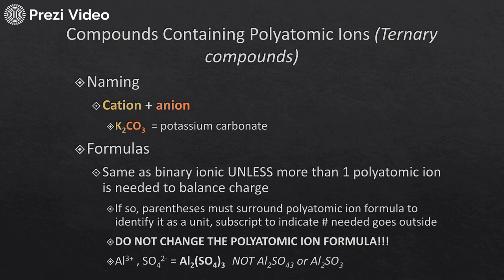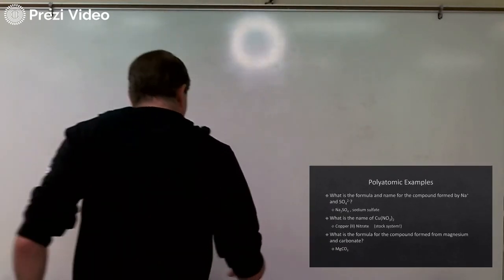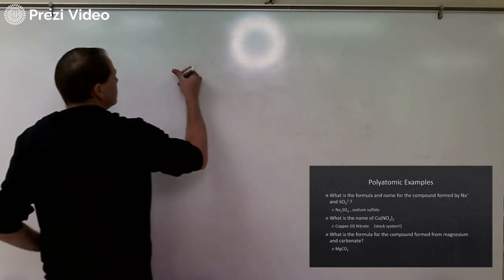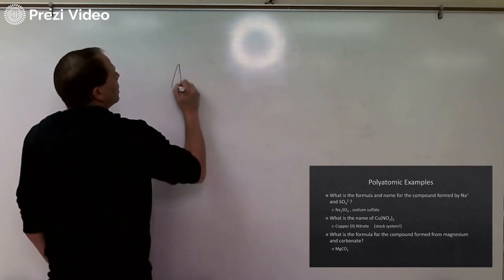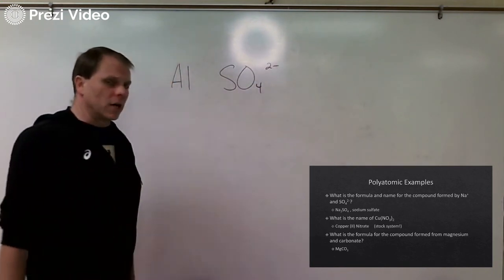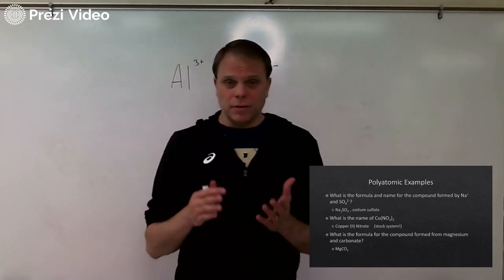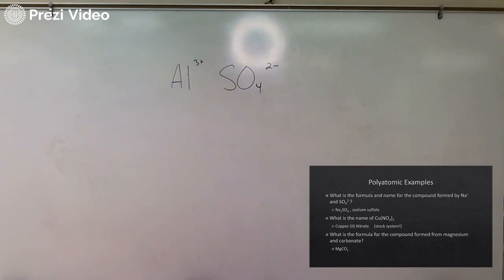So we have an example here of aluminum sulfate, okay? And what we want to do is look at how we came up with this formula. Okay, so let's look at it. We have aluminum and sulfate. Now you're like, how do I know that sulfate has a 2 negative charge? Well, you would have to look that up in your book. So let me show you where that's at in your book.